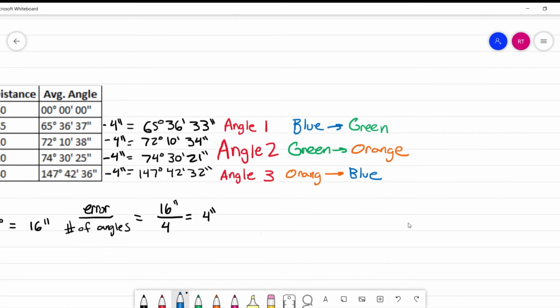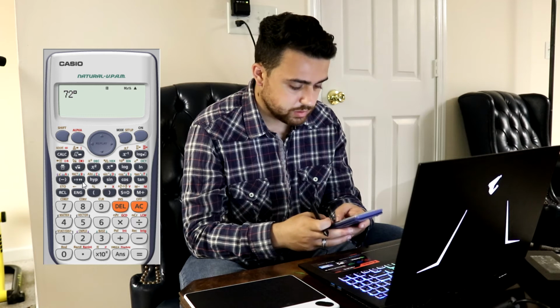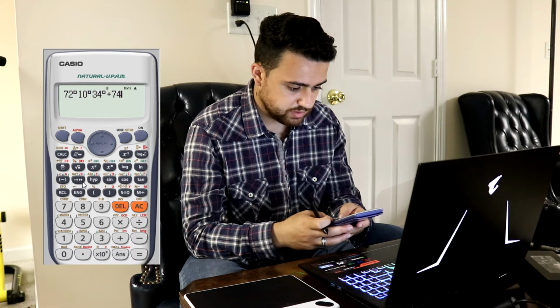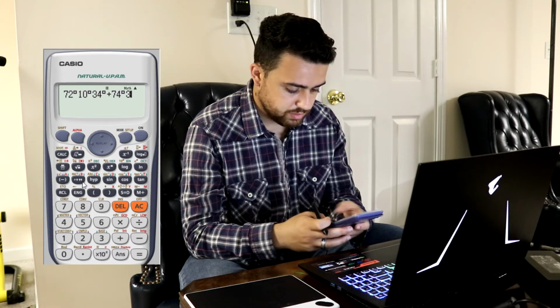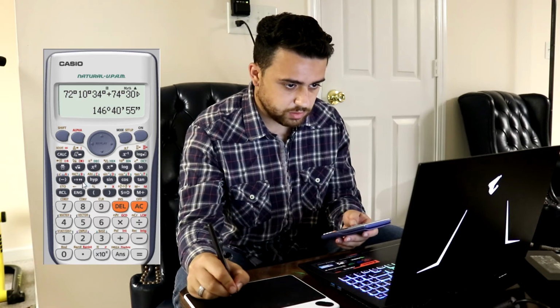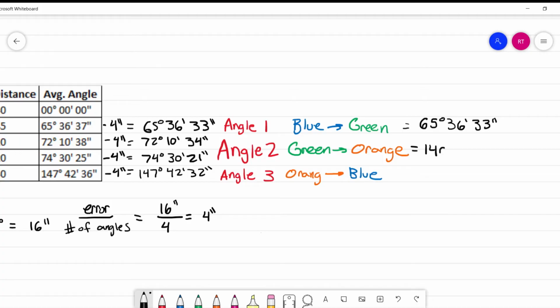So that means that when we add these two angles together, we get 72 degrees, 10 minutes, 34 seconds, plus 74 degrees, 30 minutes and 21 seconds. And our answer here is 146 degrees, 40 minutes and 55 seconds. And then this is just 147.